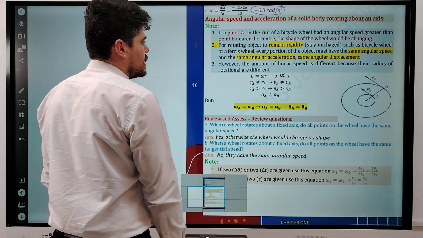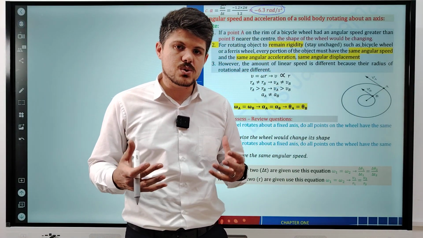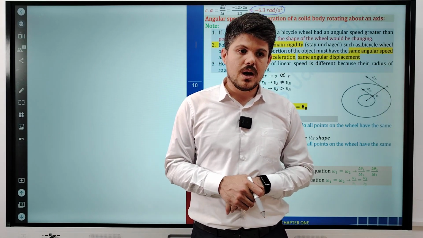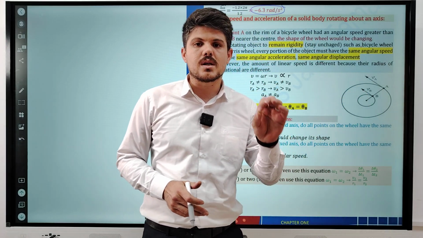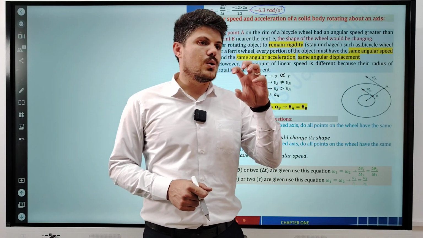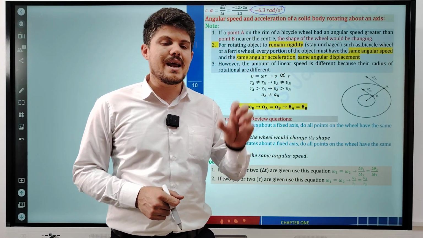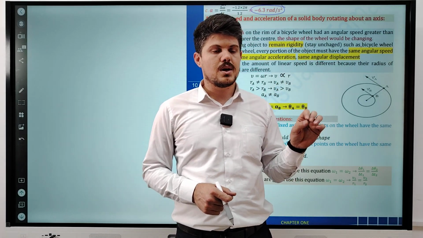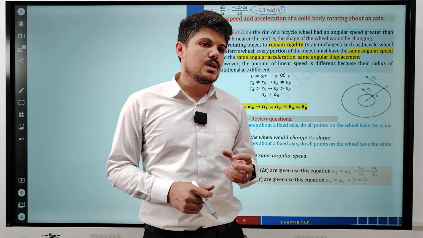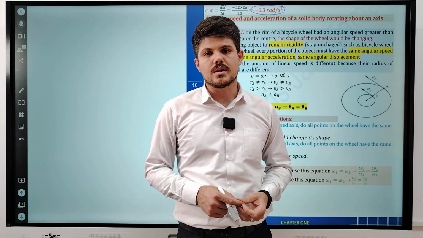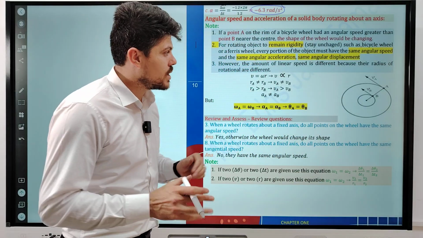Now, angular speed and acceleration of a solid body rotating about an axis. For example, a Ferris wheel, when it's rotating, has rotational motion. Okay? But all the points on the Ferris wheel, like the chairs and the balls, undergo circular motion. Okay? So every point on the rotating object has the same angular speed. But the linear quantities are different, varying with the distance from the axis of rotation.